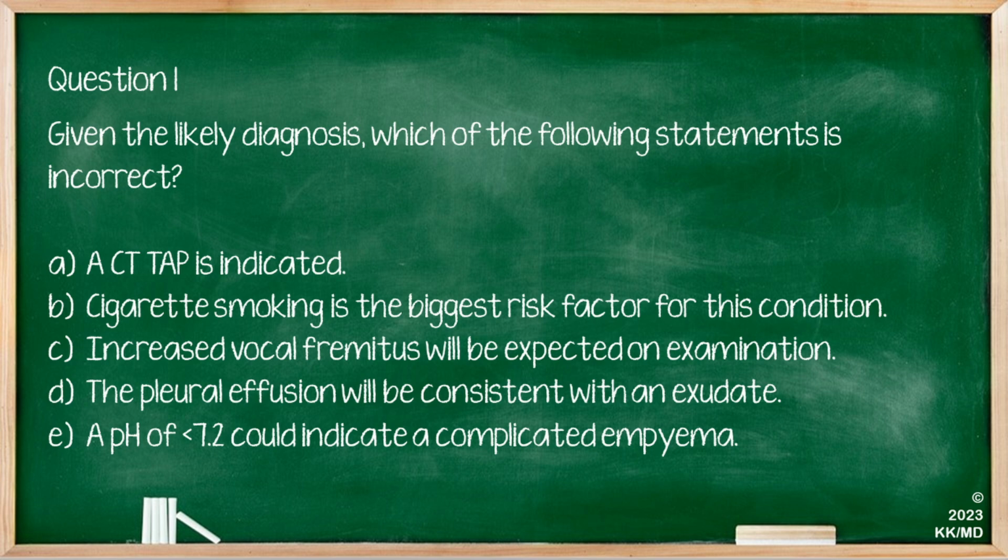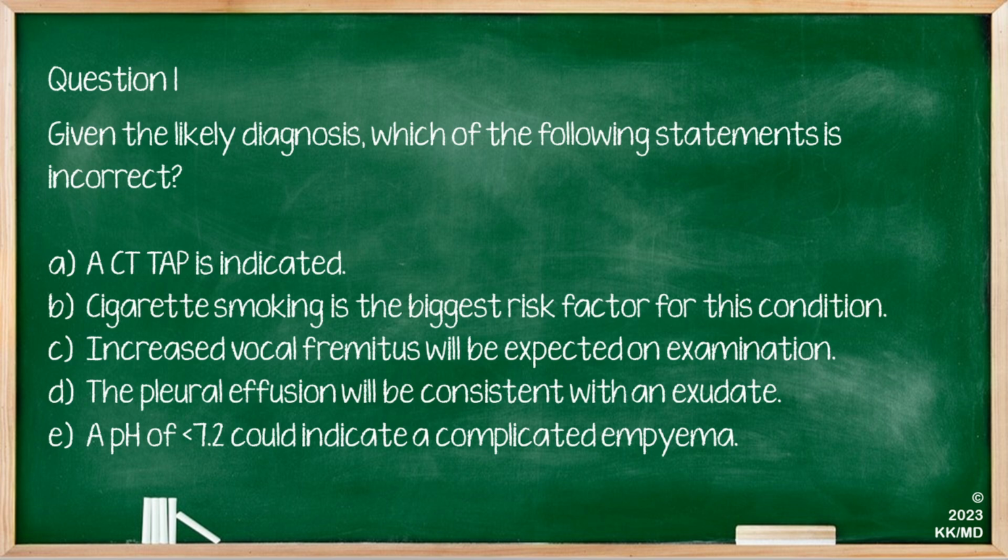Option D, it tells you that the pleural effusion will be consistent with an exudate. Well, that's correct, whether that's an infection or cancer. Option E is saying that a pH of less than 7.2 can indicate a complicated empyema, and that is also correct. If you have a pH of less than 7.2, that suggests a very acidic effusion, and that the first concern would be that this could be an empyema, which would be an indication for drainage.